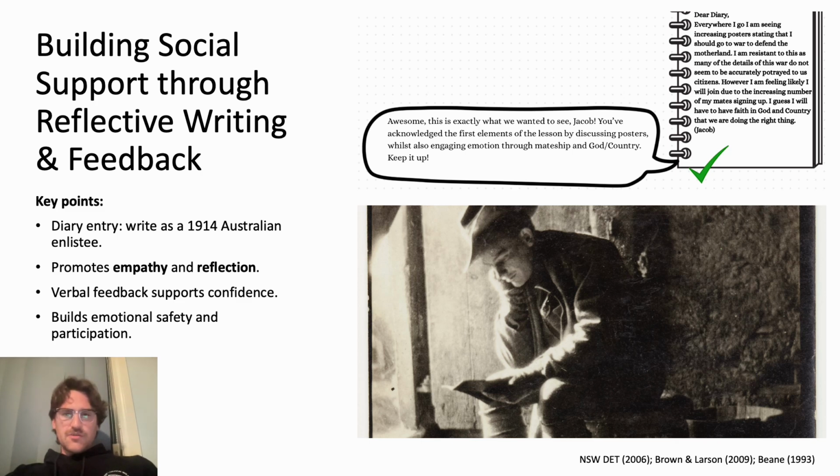Writing in character requires emotional vulnerability and risk-taking. So I made sure to provide consistent encouragement and verbal feedback while they worked. I used what we call a glow and grow feedback model. So basically you can see here my response to Jacob, acknowledging his contribution and congratulating him on what he had written.